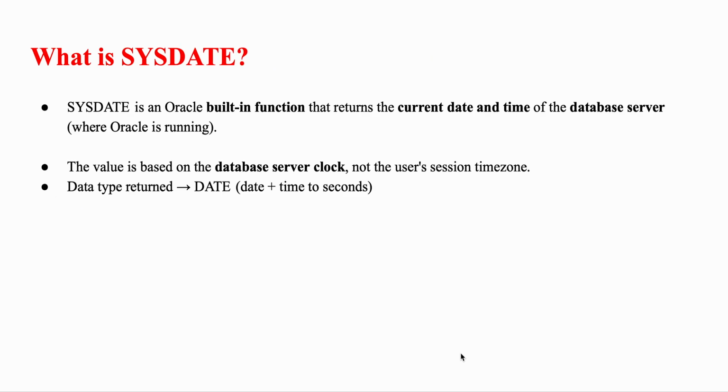Next, let's look at SYSDATE. This is another built-in function in Oracle that returns the current date and time based on the clock of the database server itself, not your session's time zone. So if your database is running on a different server, SYSDATE will reflect that server's time. It returns the value as a date type, meaning it gives you the date plus time accurate to the second.